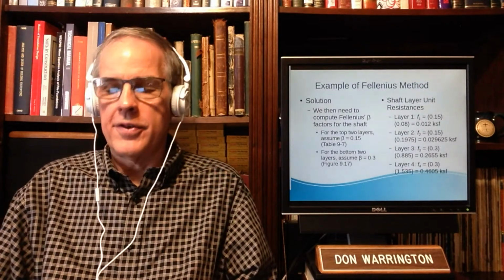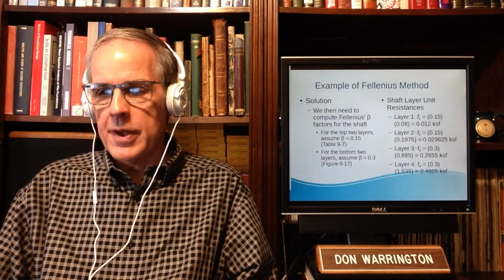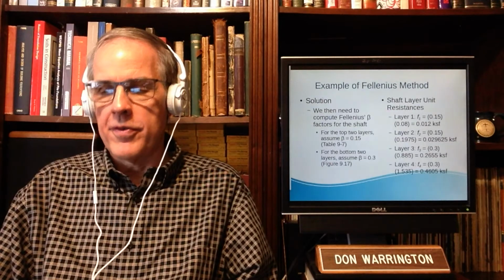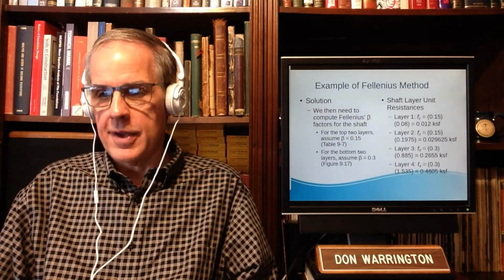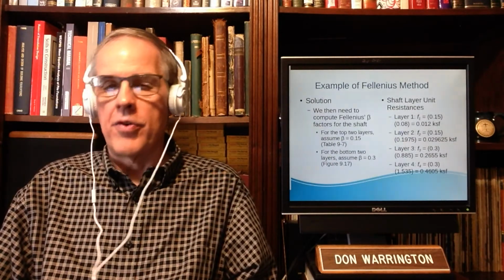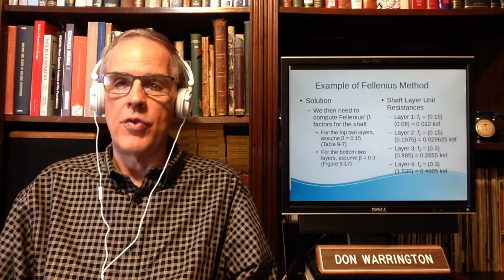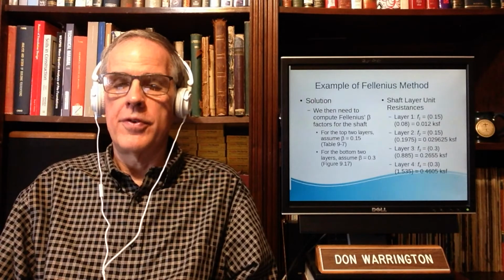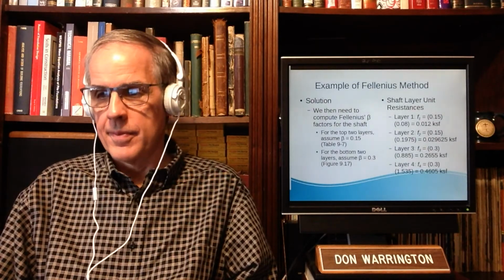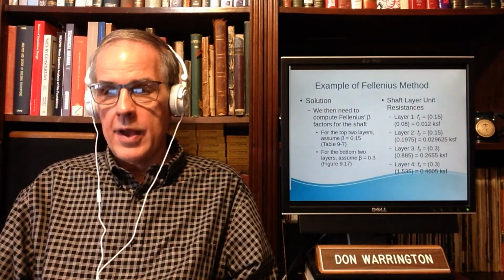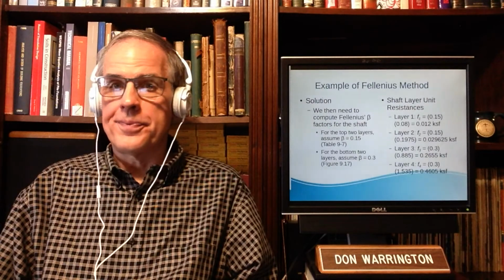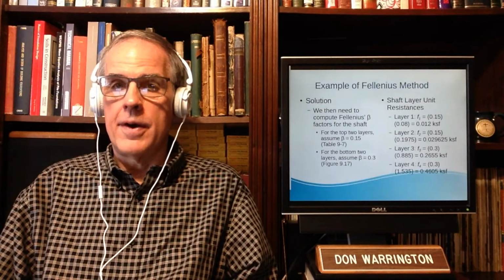The first thing we need to do, now that we've got all the effective stresses figured out, is to compute the Fellenius beta. For the top 2 layers, we're going to assume that beta is 0.15, which I got from table 9-7. For the bottom 2 layers, we're going to assume beta is equal to 0.3, which I got from figure 9.17. Again, it's important to reference where it comes from. And all I do, once I get that, is pretty simple.